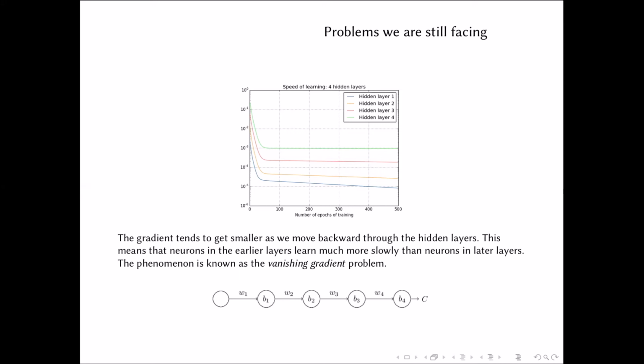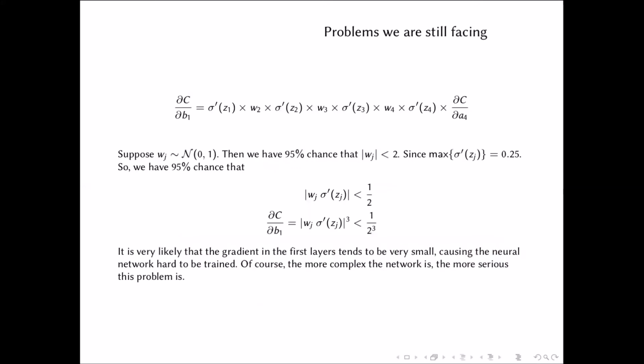So the gradient tends to get smaller as we move backward through the hidden layers. This means that neurons in the earliest layers learn much more slowly than the neurons in the later layers. This phenomenon is called the vanishing gradient problem. To see this, let's look at this simple path. We have 4 hidden layers, 1, 2, 3, 4, and we just look at one path, so we ignore other parts. If we take the derivative of C with respect to B1, the bias in the first layer, it's going to look like this.